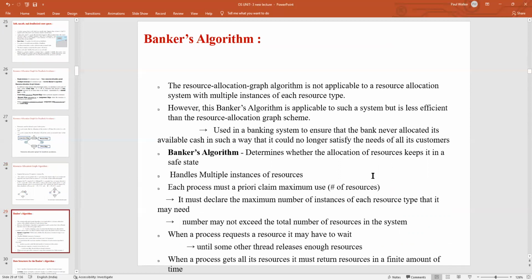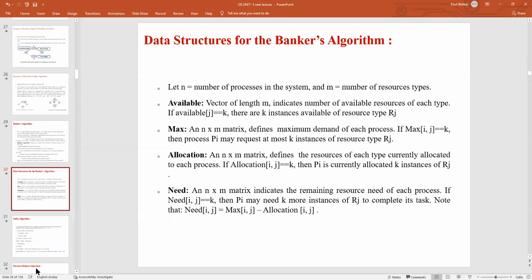Here, the banker's algorithm determines whether the particular allocation of resources will be in a safe state or not. Each time, the condition has to be checked with the available number of resources. Whenever a process refers to a particular resource, it must have a wait state to occur. Whenever the process gets all its resources, it must return the resources within a certain amount of time.